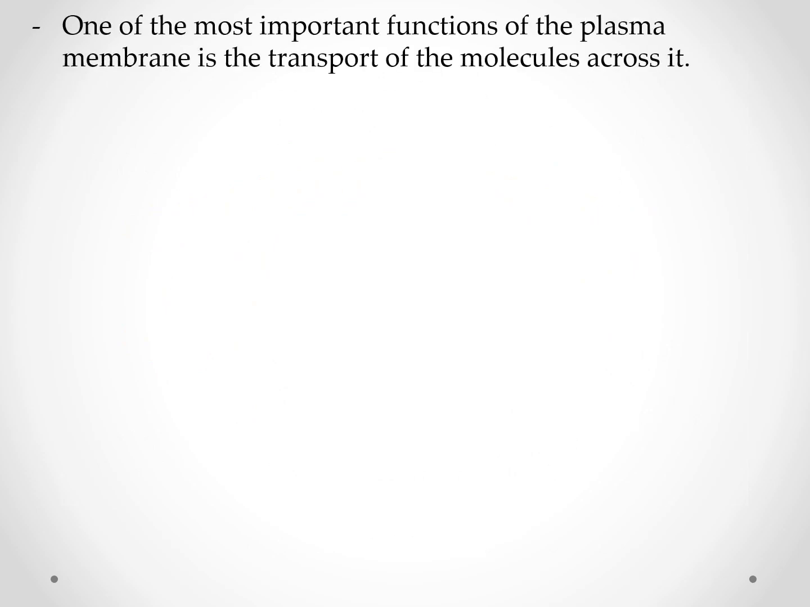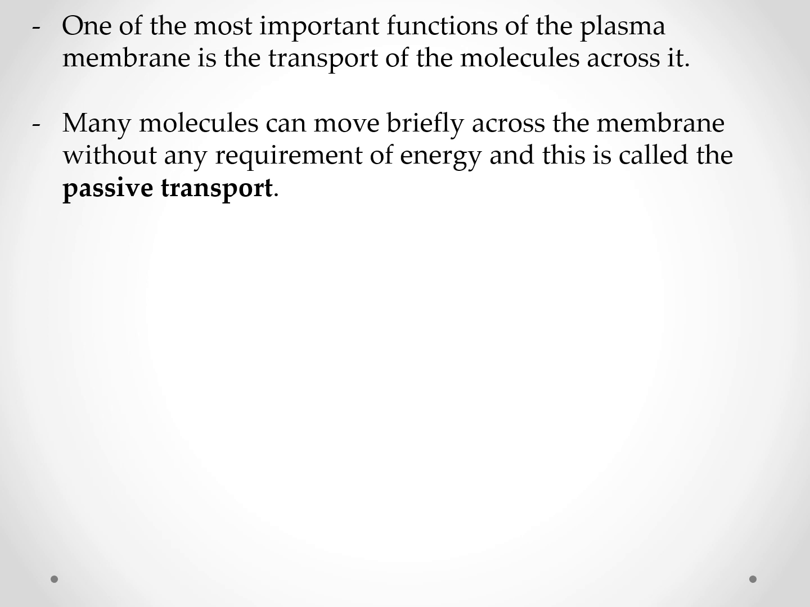One of the most important functions of the plasma membrane is the transport of molecules across it. So the plasma membrane, or the cell membrane, helps in transport of molecules. Many molecules can move freely across the membrane without any requirement of energy, and this is called passive transport. So when a molecule moves across the cell membrane without utilizing ATP or energy, it is called passive transport.